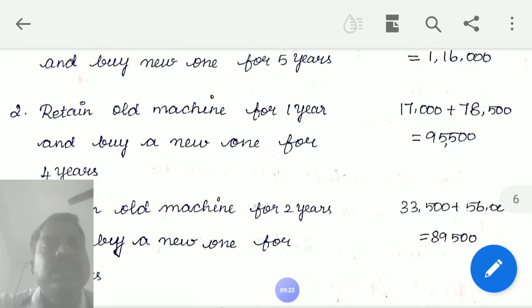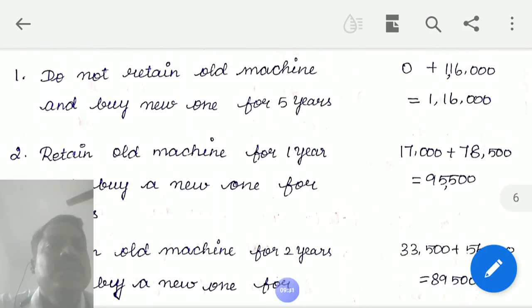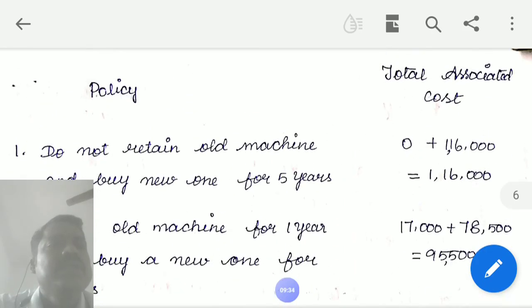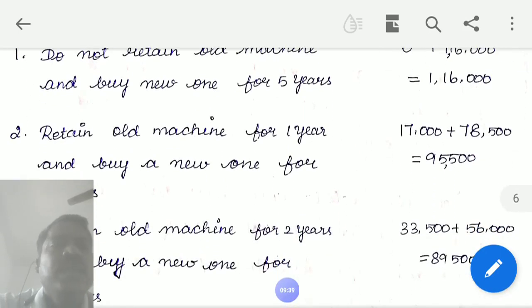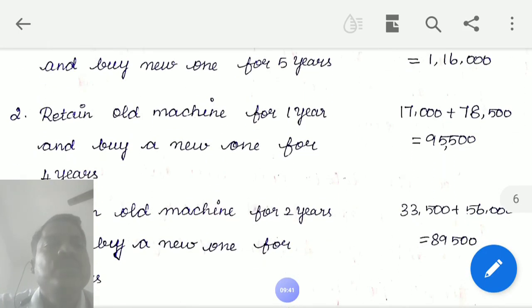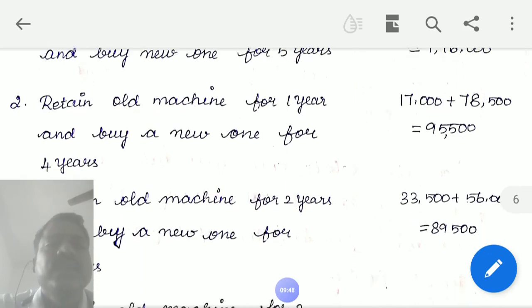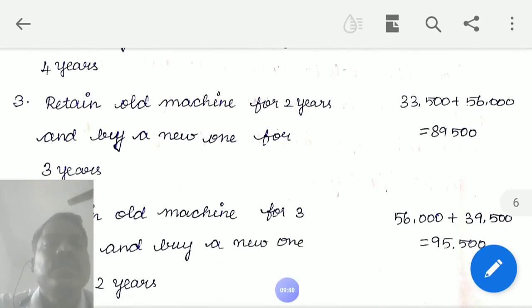Second policy, retain old machine for 1 year and buy a new one for 4 years. Therefore, retain old machine for 1 year. After first year, total associated cost 17,000 plus buy a new one for 4 years. Fourth year's running cost 78,500. Therefore, 95,500.